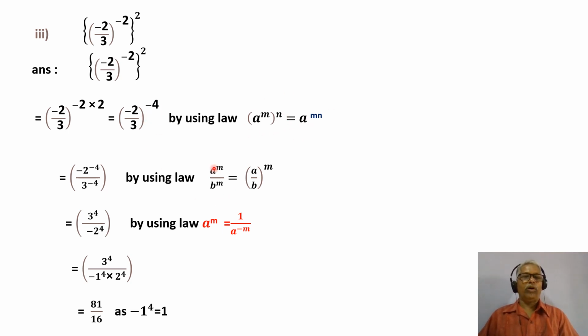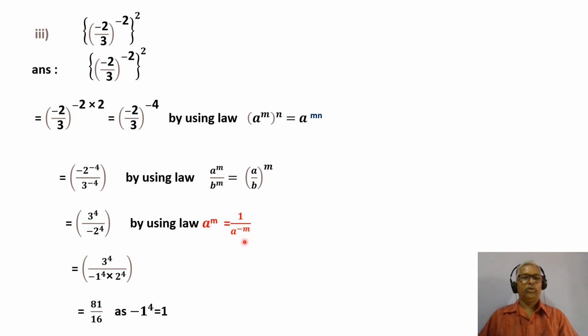Now another law, a raised to m upon b raised to m equal to a upon b raised to m. We have a term in this form, we have to convert it in this form. So we have this minus 2 upon 3 raised to minus 4. So we are taking this m to the numerator's power and the denominator's power. So we're taking minus 2 raised to minus 4 upon 3 raised to minus 4 by using this. Okay. Now using another law, a raised to m equal to 1 upon a raised to minus m.